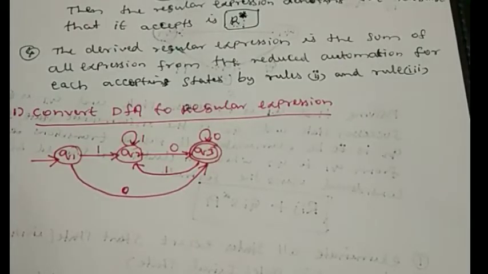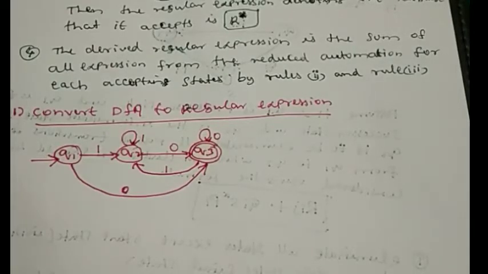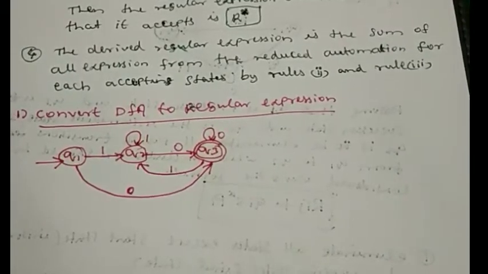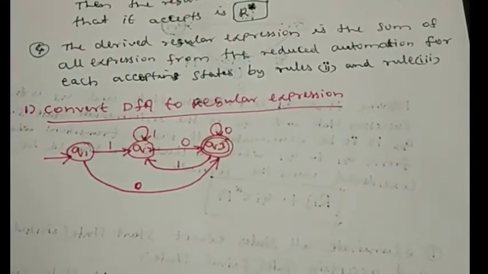So Q1, Q2, Q3, where Q2 is going to act as an intermediate state in this case. Q1 is the initial state and Q3 is called a final state. Now what we are going to do here is consider all possible combinations. So what are all the possible combinations?